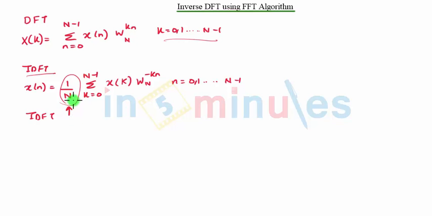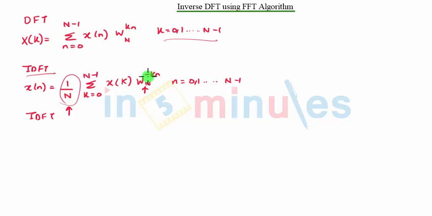Now we can see that the IDFT differs from the DFT by two factors. The first factor is that it is multiplied by 1 by N, where N is itself the period. Another part is the twiddle factor, that is minus kn. So this will change the FFT algorithm, and we will have to modify the butterfly graph and solve accordingly.